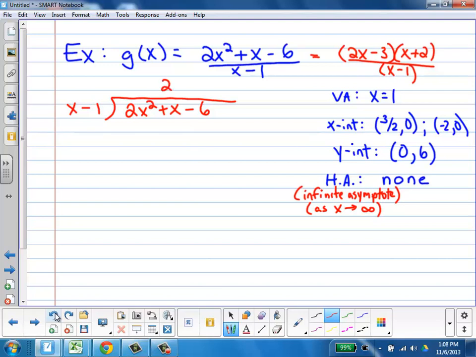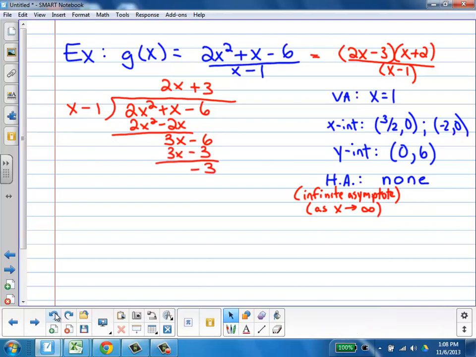You should have had x goes into 2x squared 2x times. When you multiply, you get 2x squared minus 2x. When you subtract, x minus -2x was 3x. You brought down the -6. You divided again and got plus 3. 3x minus 3. And the remainder was -3. So that means another way to write g of x would have been 2x plus 3 plus the remainder of -3 over x minus 1. Yeah, that's equivalent to the original g of x because all we did was we divided.